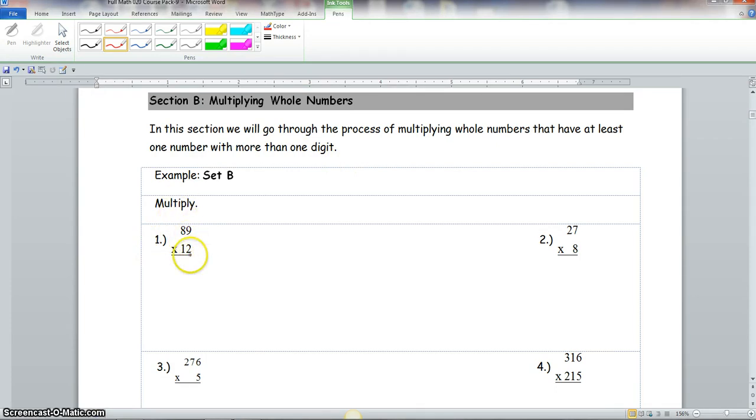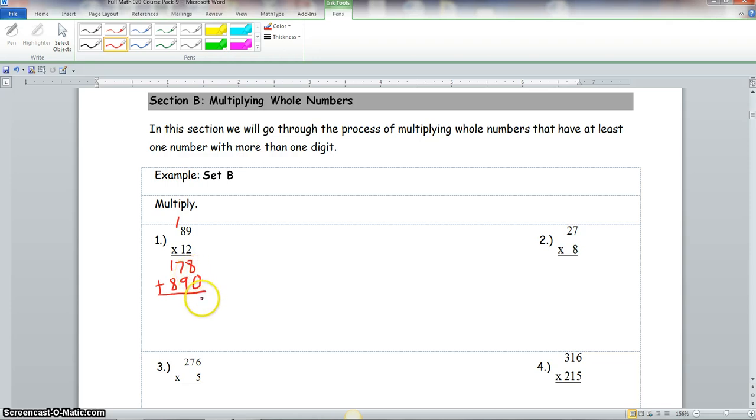So we would take 2 times 9, which is 18. We'll carry our 1. 2 times 8 is 16, plus 1 is 17. We add a 0 here as a placeholder because we're multiplying starting in the tens place, so we must also start this next column here in the tens place. So we have 1 times 9, which is 9, and 1 times 8, which is 8.